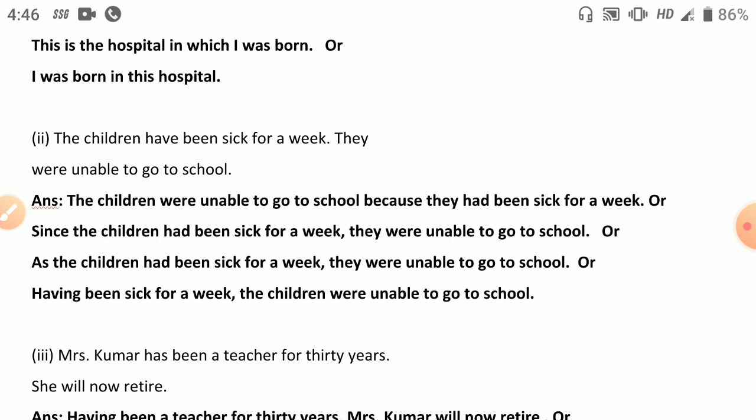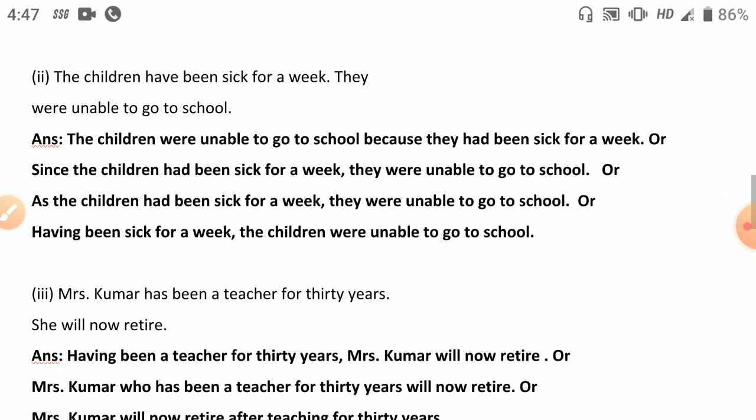Having been sick for a week, the children were unable to go to school. So here there is a cause, a because, so, or since, as, this kind of reason-based conjunction we can use. Also notice one thing, here one sentence is in present, the other is in past, but when you are combining the sentences, both the verbs should be in the same tense. So that's why you see that in the answer, we have put it all in past tense.